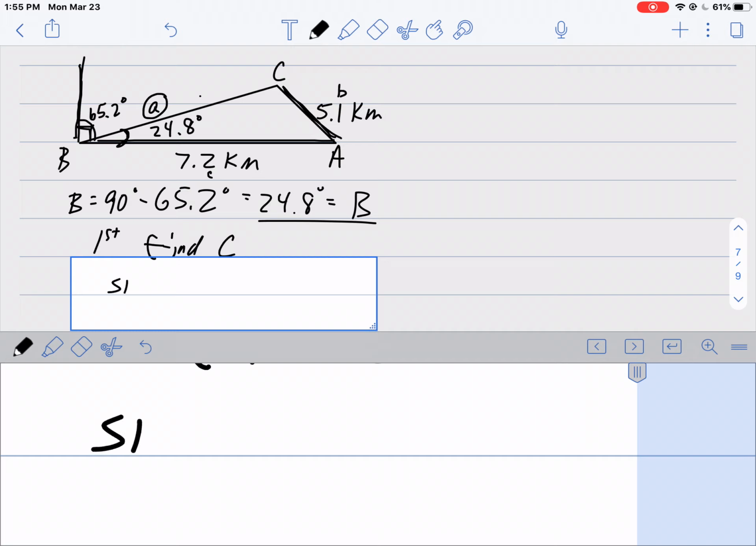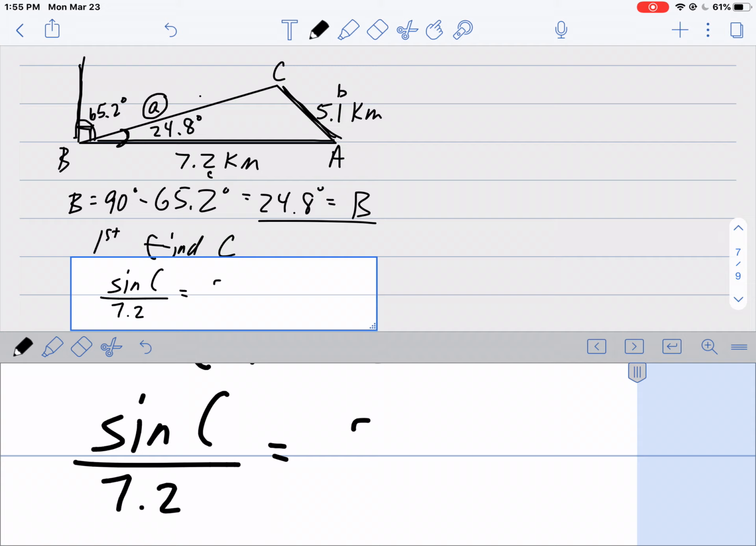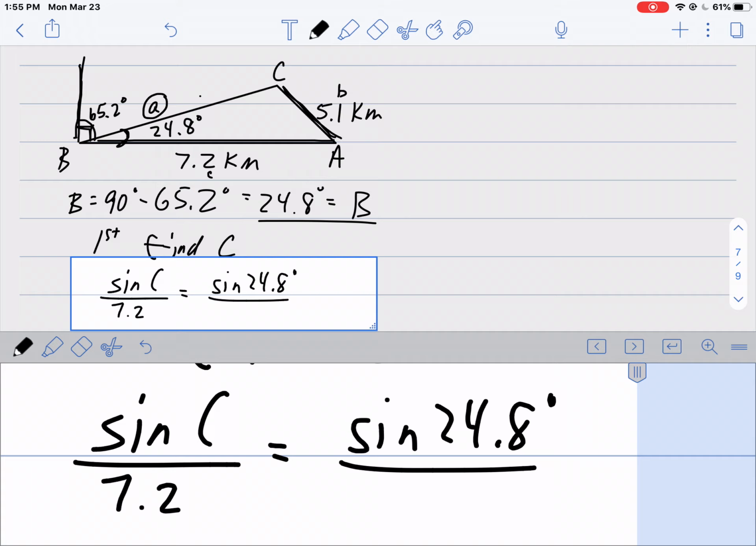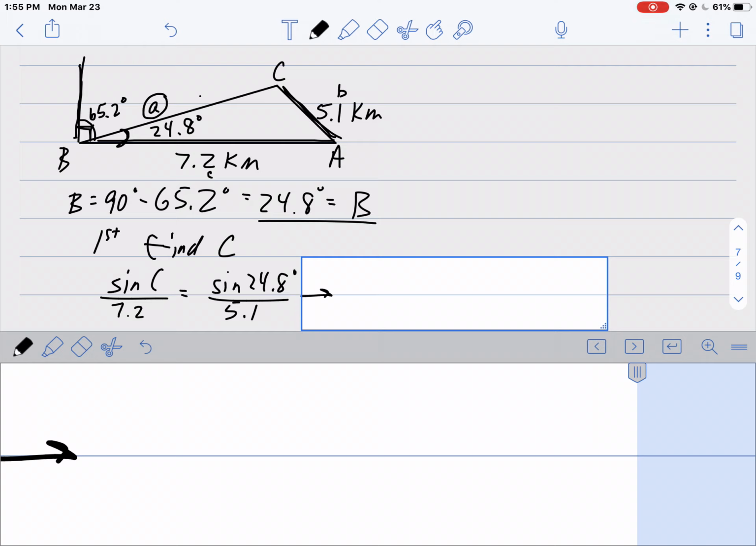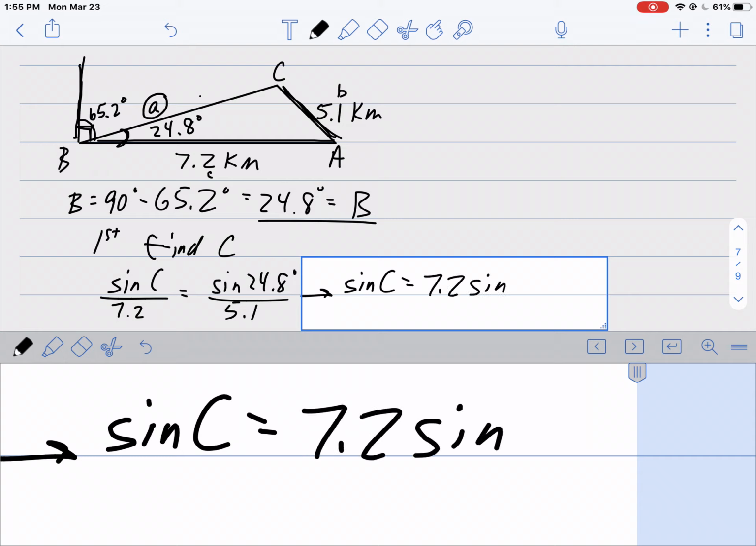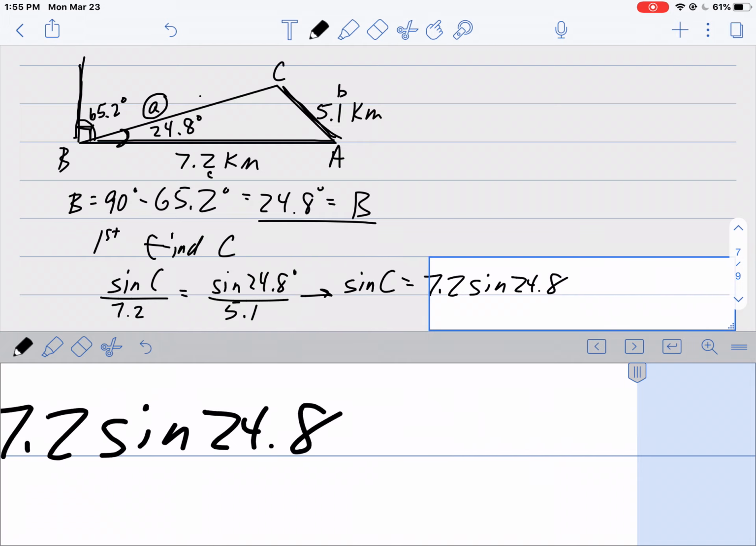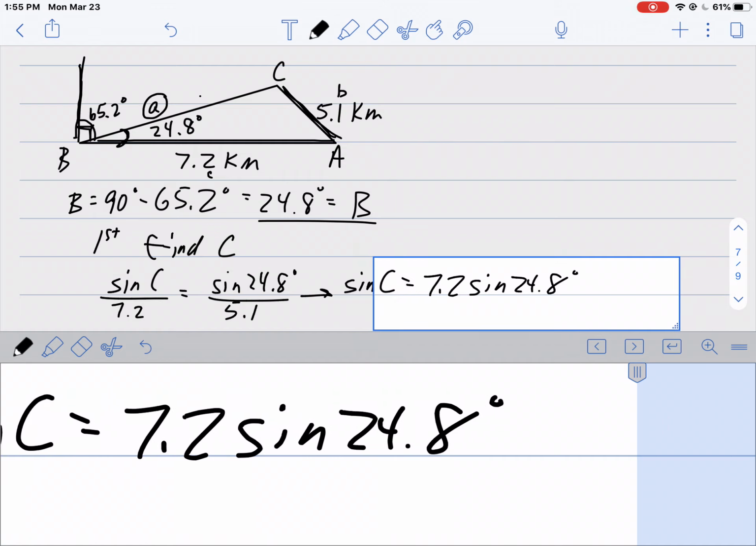So I'm looking for angle C. So how about sine C over C equals sine B over B. And then we'll solve it for sine C equals 7.2 sine 24.8 over 5.1.